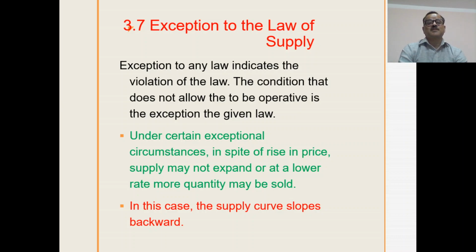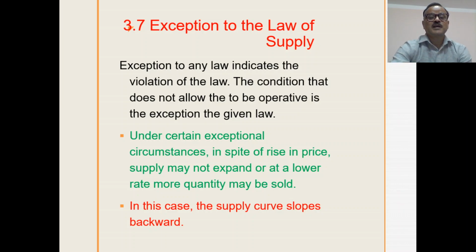Now, exceptions to the law of supply. What are the exceptions? An exception means the case where the law of supply does not work, where the law fails. An exception to any law indicates a violation of the law. The condition that does not allow the given law to be operative is the exception. Under certain exceptional circumstances, in spite of a rise in price, supply may not expand, or at a lower price, more quantity may be sold.